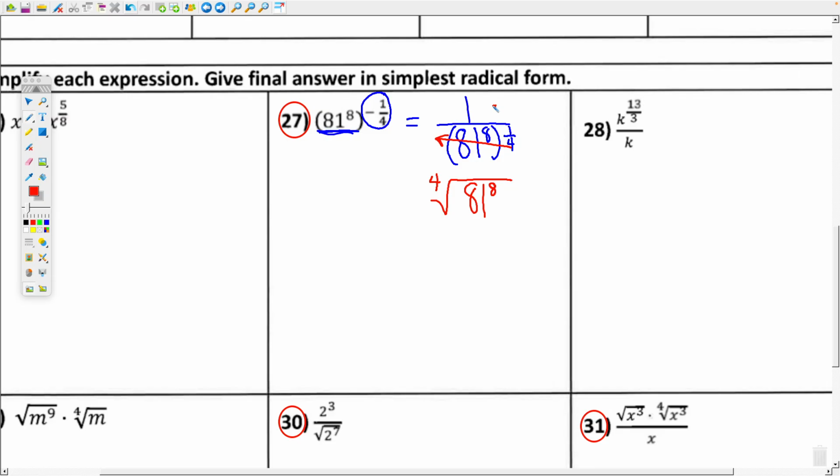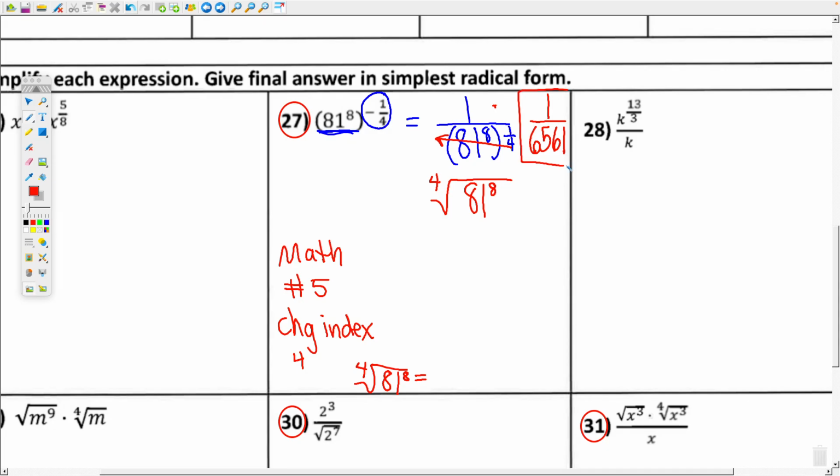Do you know how to put this in the calculator? You press math, 5, and then you have to change the index to 4. And literally, you will put the 4th root of 81 to the 8th power in your calculator. And it becomes 6561. So I got 1 over 6561. That's it. Got it? That is the answer.